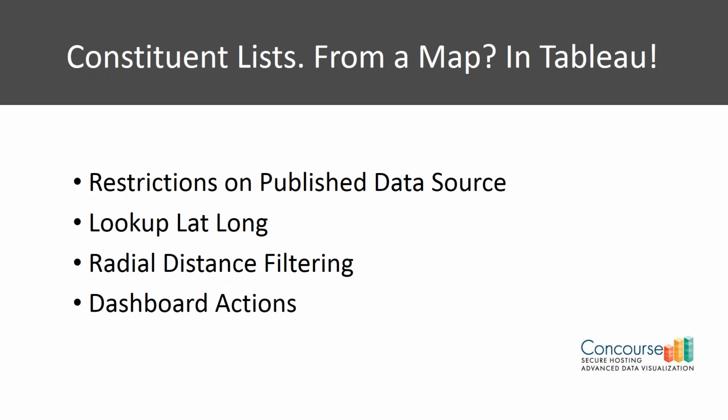And then you can download that list, and now you have that list to use in whatever way that you want to use it. So the first step is to do a lookup of the latitude and longitude of that location, do a radial distance filter of that list, and then do all of this in a dashboard and guide the users who are going to be using this through how that would work.